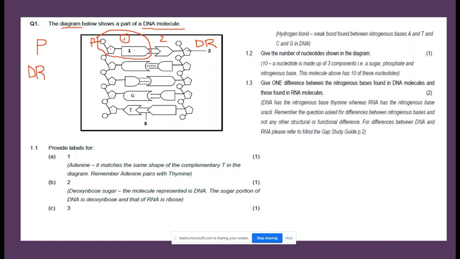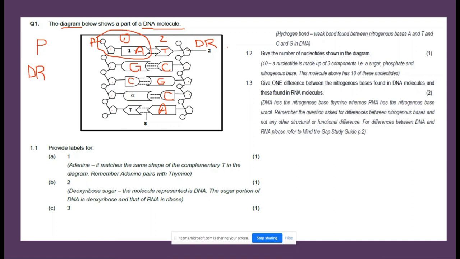Here I have thymine. We said thymine always pairs with adenine. So you fill it in before you look at your questions. Guanine always pairs with cytosine. Now, I don't have any clue here, but that and that is the same shape, so that must be C. And that is the same shape, so that must be G. That and that is the same shape, so that must be C. And then that one must be G. Let's look at one. One is the same shape as that one, so it must be adenine, and it always pairs with thymine.